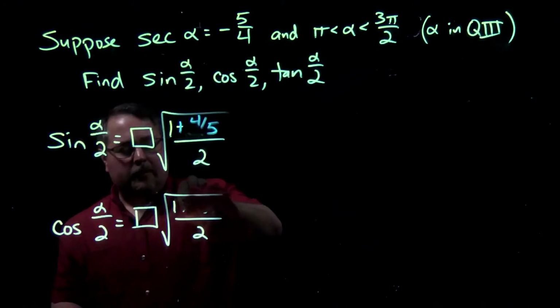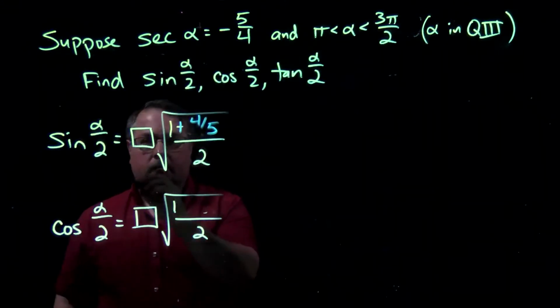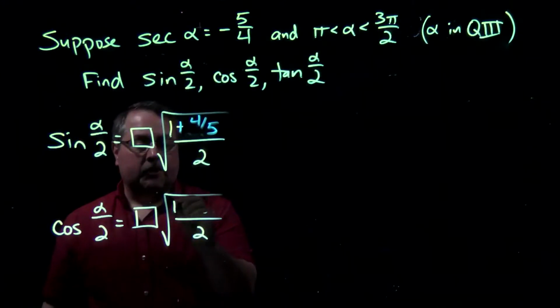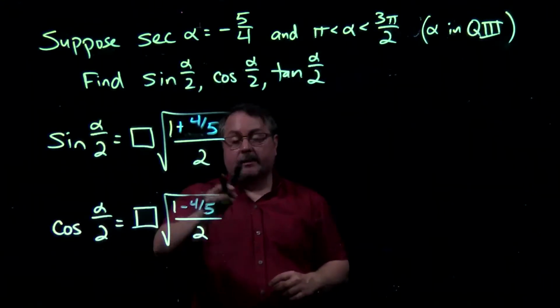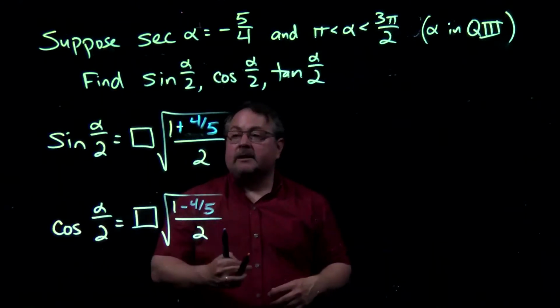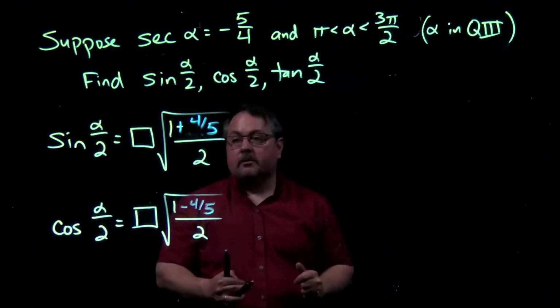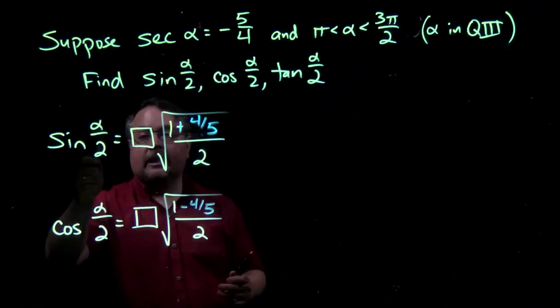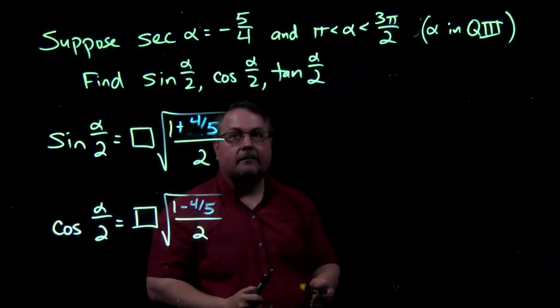Okay, so we end up with plus or minus the square root of (1 plus 4/5) over 2 for sine, and plus or minus the square root of (1 minus 4/5) for cosine. So we can simplify that. That's an arithmetic problem. Now let's see what quadrant we're going to be in. So again, we want to figure out, is the sine of alpha over 2 positive or negative? Is the cosine positive or negative?